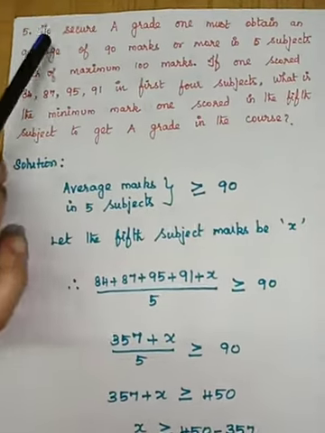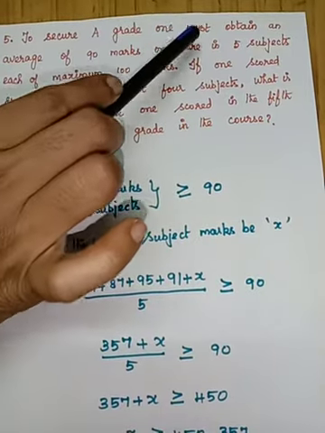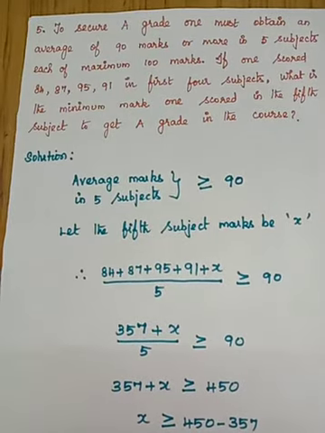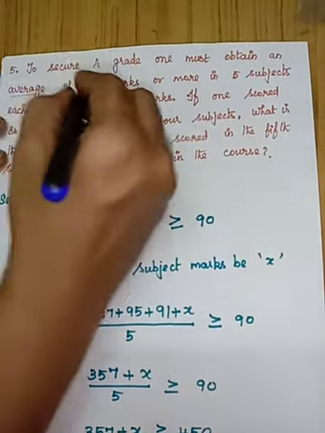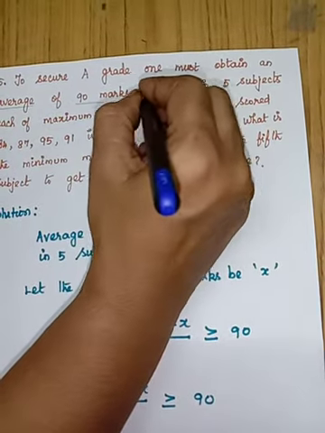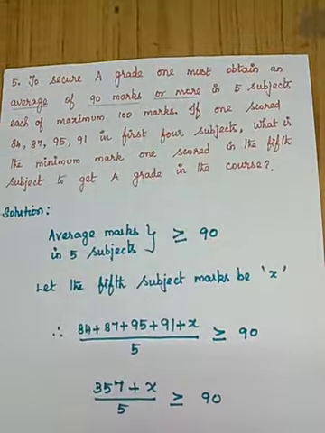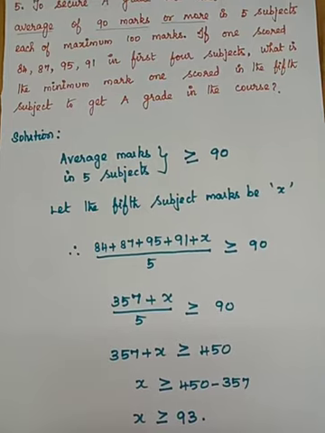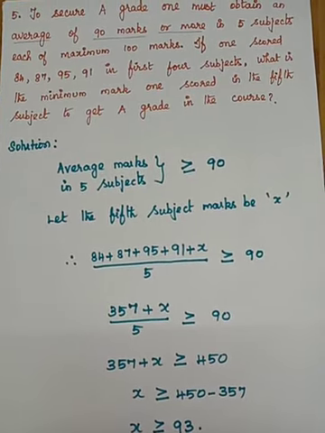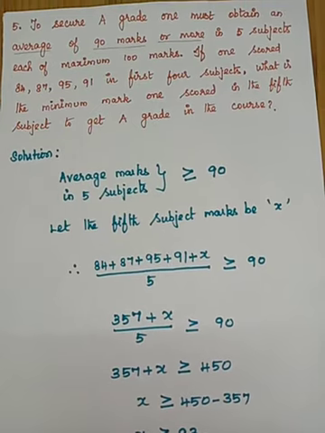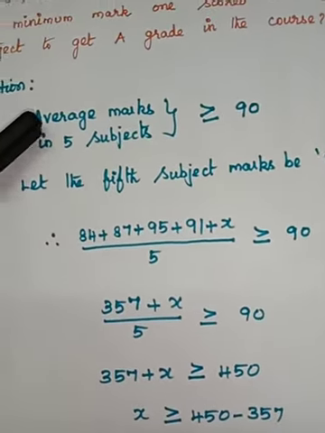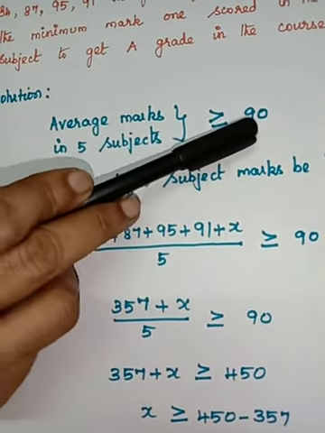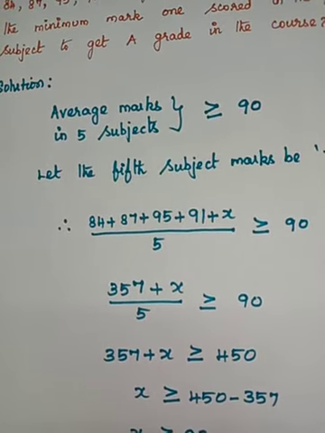Okay, see, to secure A grade, one must obtain an average of 90 marks or more. You see that? Average of 90 marks or more in 5 subjects. So if one person wants to get A grade, the average marks of all the 5 subjects, how should it be? It is 90 or more than 90. So that's why I have written average marks in 5 subjects is more than or equal to 90. You can have 90 or more than 90.